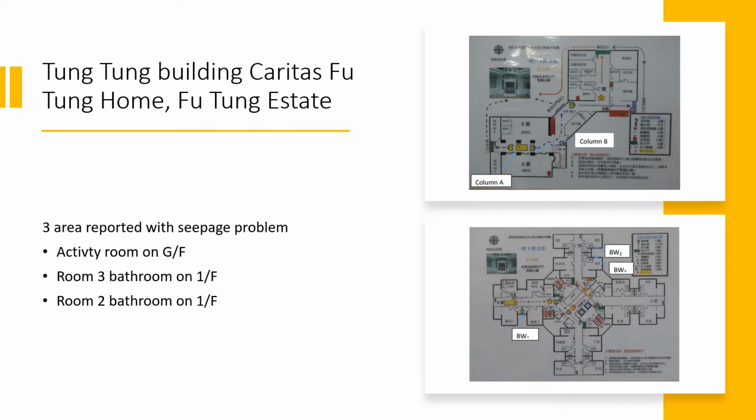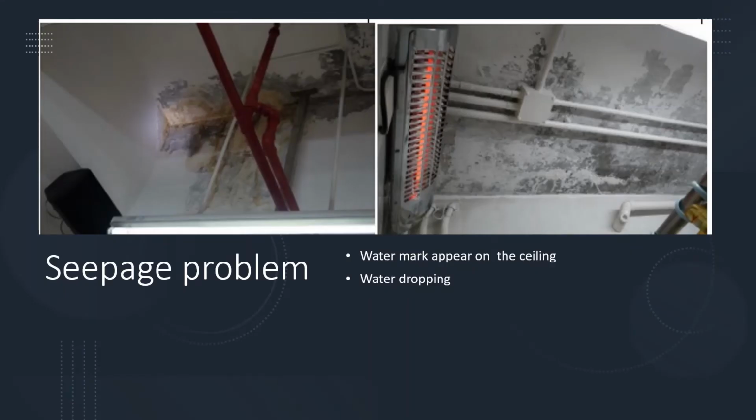The design of the second floor is the same as the first. In these 3 different places, there is one thing in common: all of them are located under a bathroom. For room 3, only a watermark appeared on the ceiling. There is no water dripping. For the other 2 locations, the situation is worse.